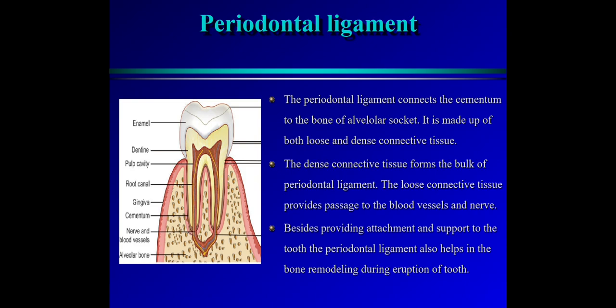Besides providing attachment and support to the tooth, the periodontal membrane helps the bone in remodeling during the eruption of the tooth. So here is the periodontal membrane. It is made up of loose and dense connective tissue, covering the cementum and anchoring it to the bone. It also gives a passage for the blood vessels and nerves passing through the root canal. After the eruption of the tooth and after the falling down of the tooth, this periodontal ligament helps in the remodeling of the bone.